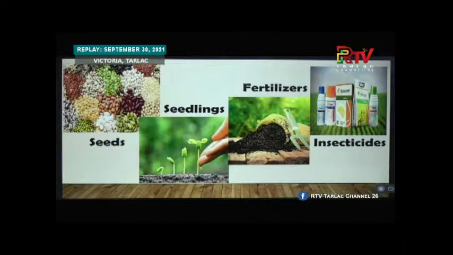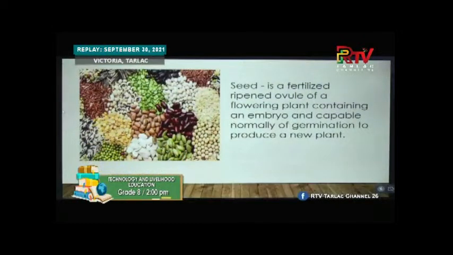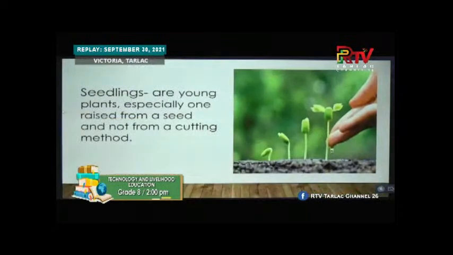What is a seed? Yes, you are correct. A seed is a fertilized ripened ovule of a flowering plant containing an embryo and capable normally of germination to produce a new plant. How about seedlings? Very good! Seedlings are young plants, especially one raised from a seed and not from a cutting method.